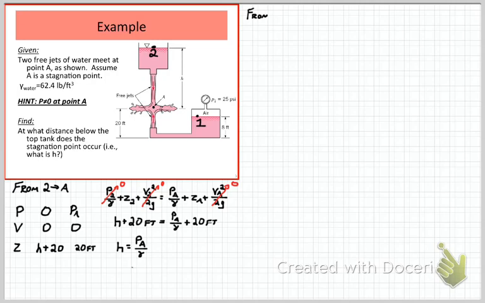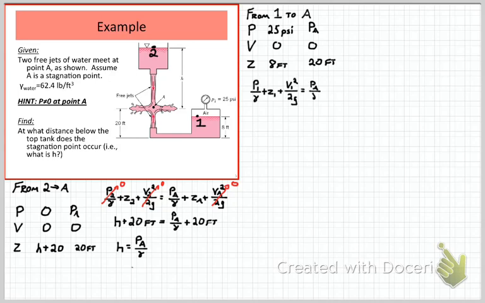Now, we can also apply the Bernoulli equation from point 1 to point A. So I've gone ahead and written out our known and unknown values. Velocity of 0 in both cases. Elevations are both known, and we do know the pressure at point 1 of 25 psi gauge pressure.